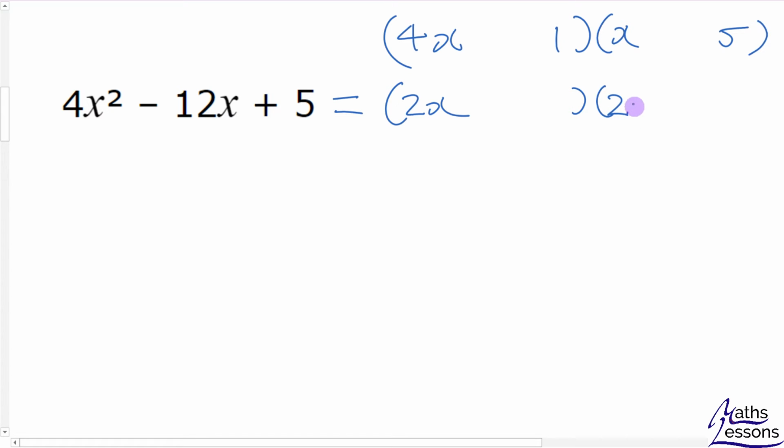There's 2x and 2x at the front, and then I'm thinking, right, it doesn't really matter where the 5 goes. All I can have is 5 and 1.